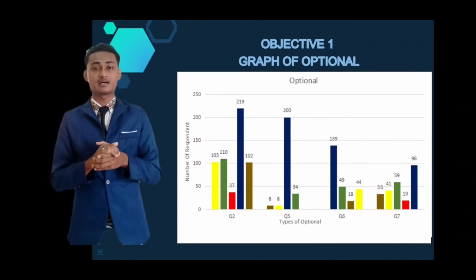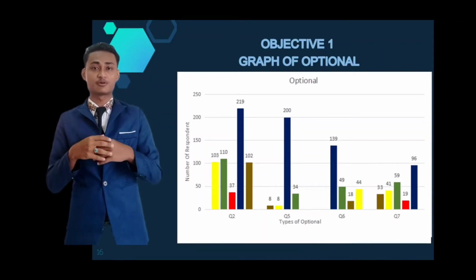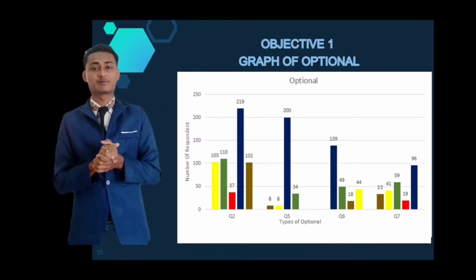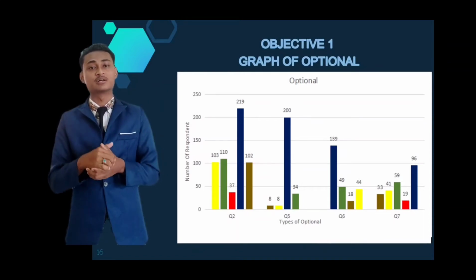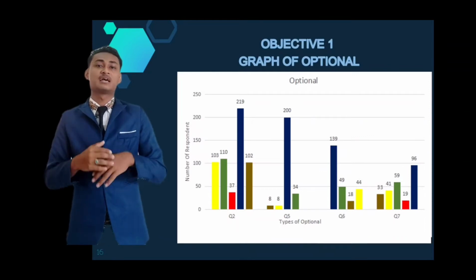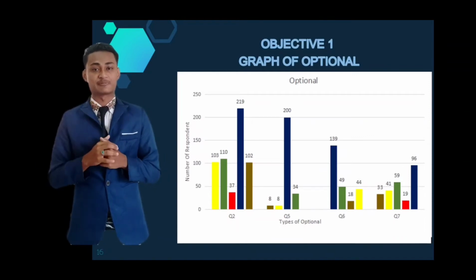From the last question, the highest respondent responded YouTube. Next, the respondents who responded Twitter were the lowest. The difference between highest and the lowest is 30.8%.